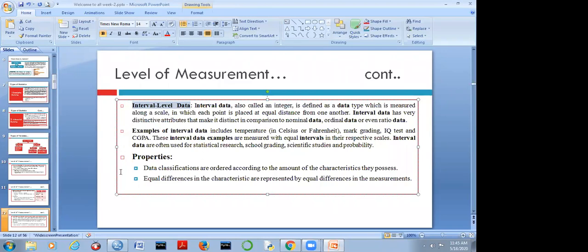What are the properties of interval data? Data classification are ordered according to the amount of characteristic they possess. It is again ordered. Interval भी आप उल्टा पुल्टा नहीं बनाएंगे. आपने for example you make it 15 to 20, then नीचे, then below next scale will be 21 to 25 or 26, equal scale. Equal difference in the characteristics are represented by equal difference in the measurement. Understood interval level? Yes, ma'am.